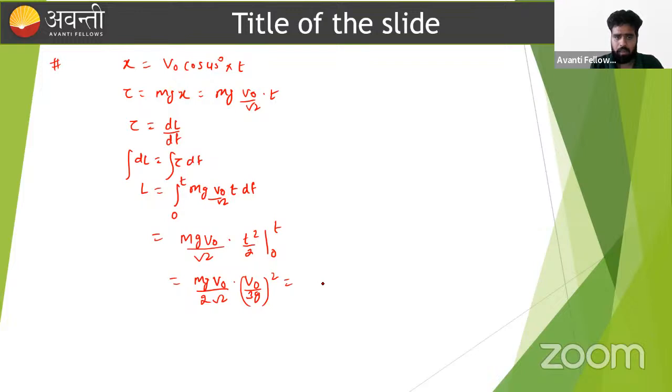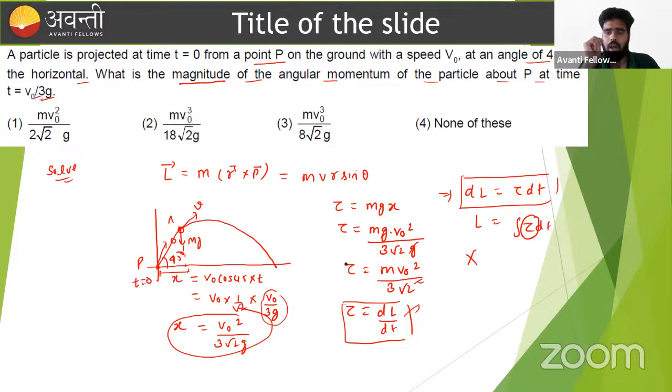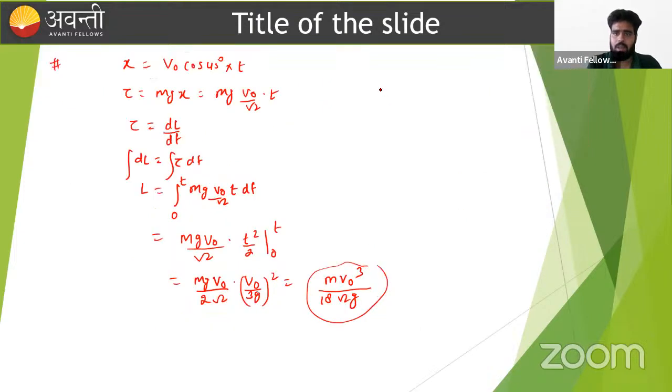So here the value will become m v naught cube, and here 3 square is 9, 18 root 2g. This is the appropriate answer. So the first method, we should learn how we can proceed. The second way, you can try on your own.